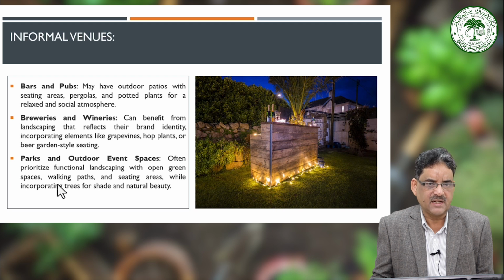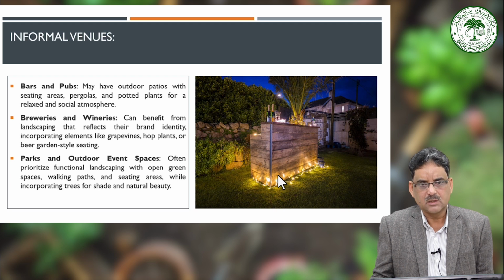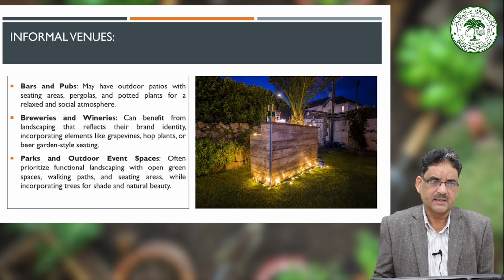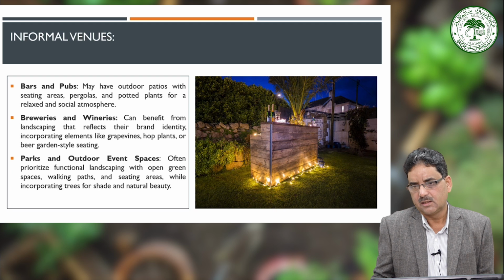Then we have breweries and wineries, which can benefit from landscaping that reflects their brand identity, incorporating elements like grape vines, hop plants or beer garden style seating. Then the parks and outdoor event spaces often prioritize functional landscaping with open green spaces, walking paths and seating areas while incorporating trees for shade and natural beauty.